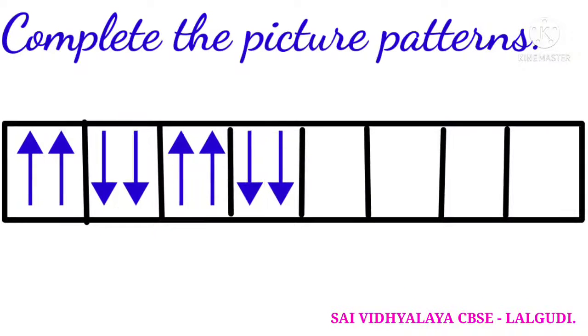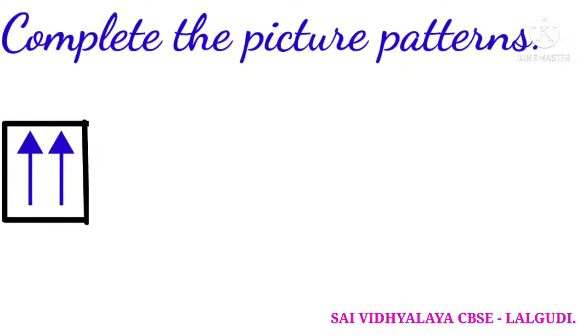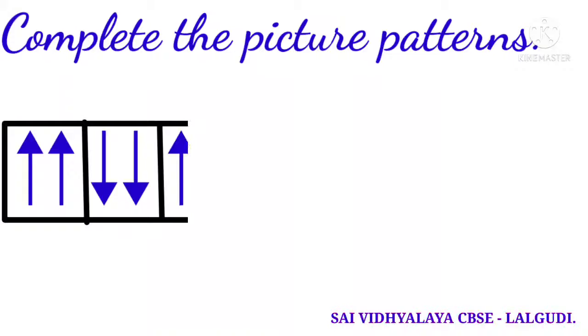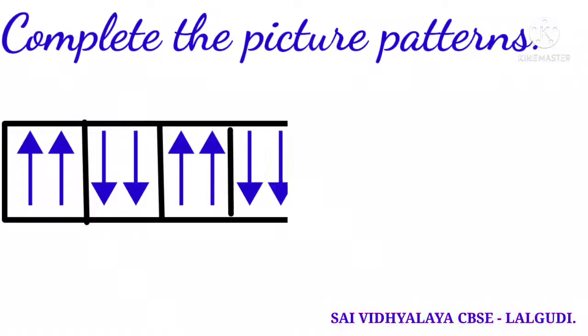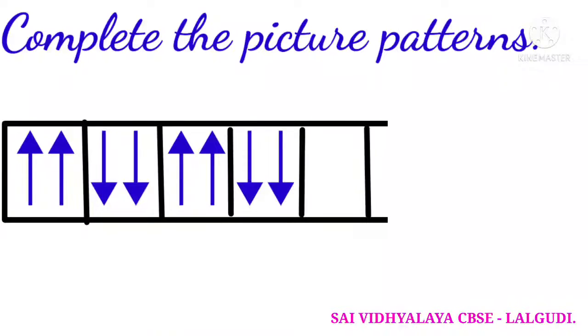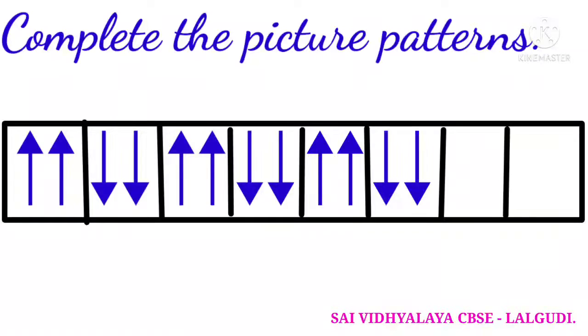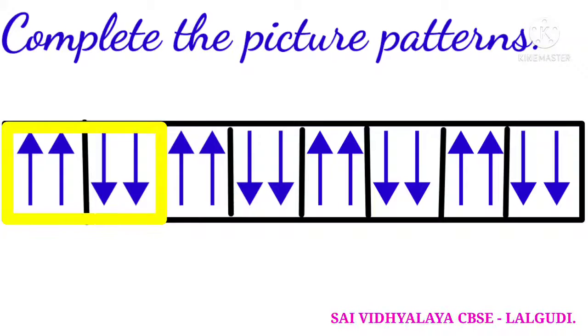Move on to the third question. Here we have 2 upsided arrows, 2 downsided arrows. Next 2 upsided arrows and 2 downsided arrows. What we have to draw next? 2 upsided arrows, 2 downsided arrows and then 2 upsided arrows and 2 downsided arrows. Very good. What is the core part of this pattern? 2 upsided arrows and 2 downsided arrows. Yes, this is the core part of the pattern. So we have to repeat this again and again to complete this pattern.